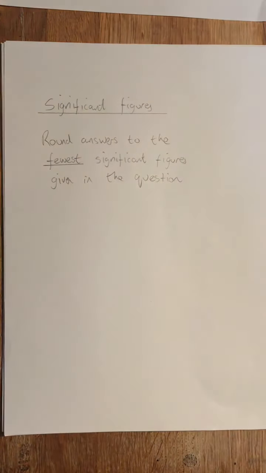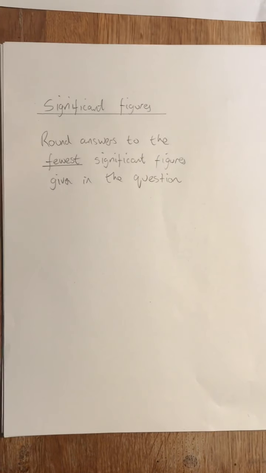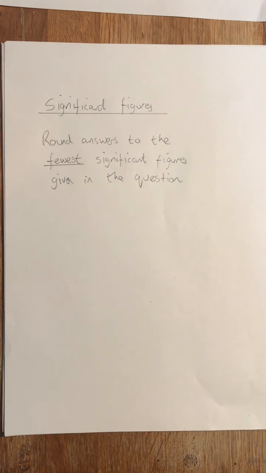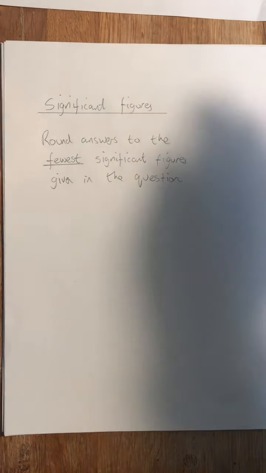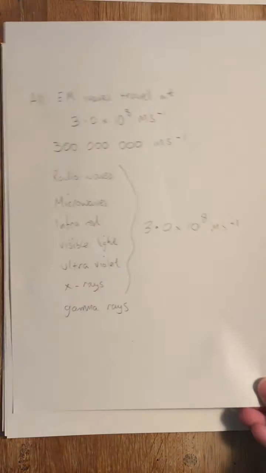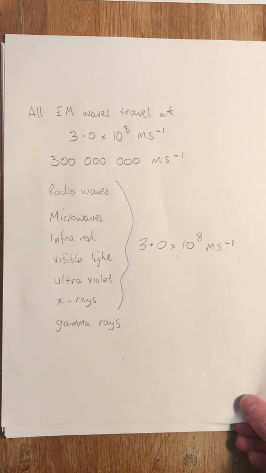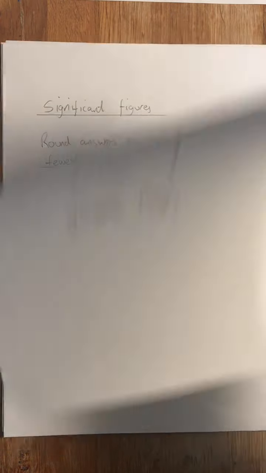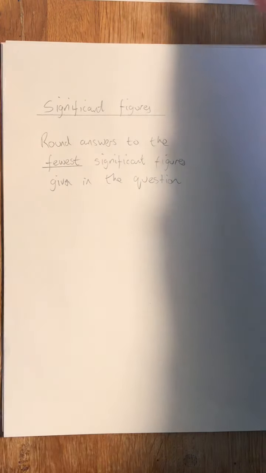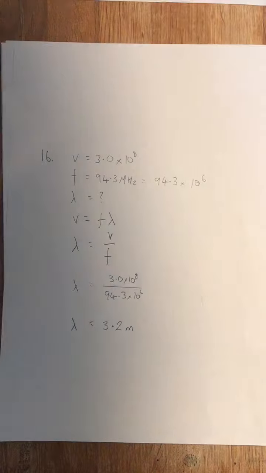So significant figures, we should be rounding all of our answers to the fewest number of significant figures, which is usually 2 or 3. That's why the speed of light was quoted as 3.0 times 10 to the 8 metres per second. That's SQA telling us if you get an answer with a big string of numbers, round it to 2 significant figures, since the speed's given to 2 significant figures as well.